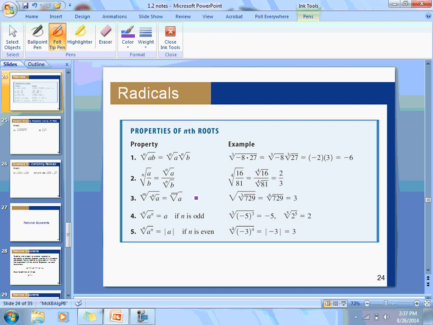And then we have some other properties here, 4 and 5, and these I'll elaborate on a little bit more in our example 8 coming up. Anytime you go from an even power to an odd power, you have to put absolute value bars around your answer. And I think that's best illustrated in an example.